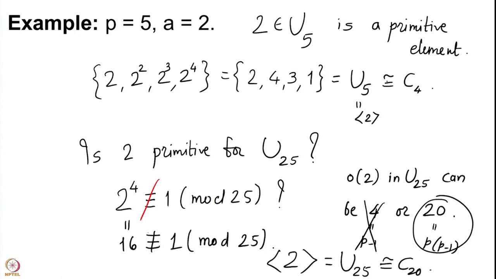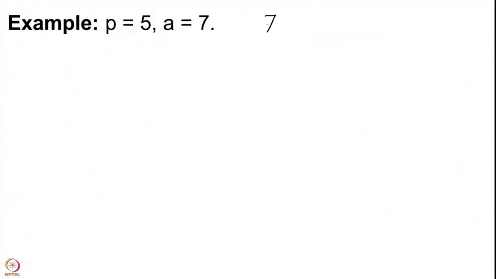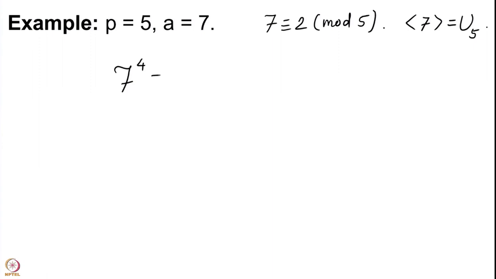So if we were lucky and had chosen the generator for U_5 to be 2, then 2 is going to further generate the group U_25. But you may make a small mistake and instead of 2, you may take a to be 7. So observe that modulo 5, 7 is congruent to 2, and therefore 7 also generates the group U_5. This is something that we already have. But is it true that 7^4 is congruent to 1 modulo 25?